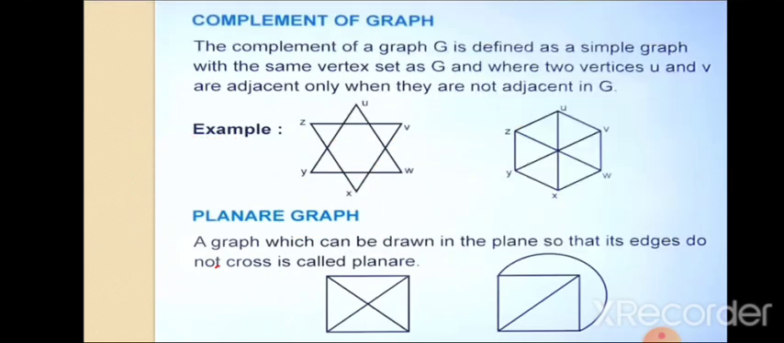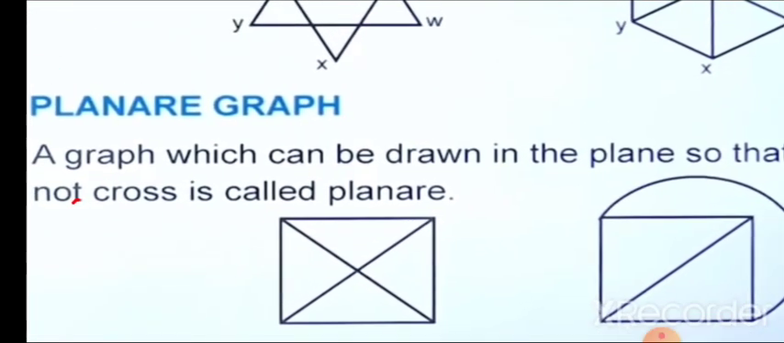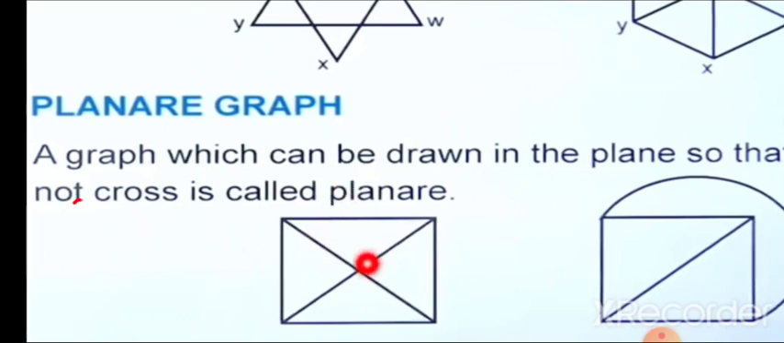Next is planar graph. A graph which can be drawn in the plane so that its edges do not cross is called a planar graph. Like in this example, these two edges are crossing, so we remove one of its edges and we redraw it in another way so that it is connected, but they do not cross each other. So this is called a planar graph.